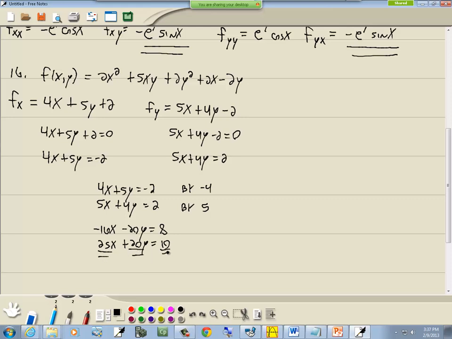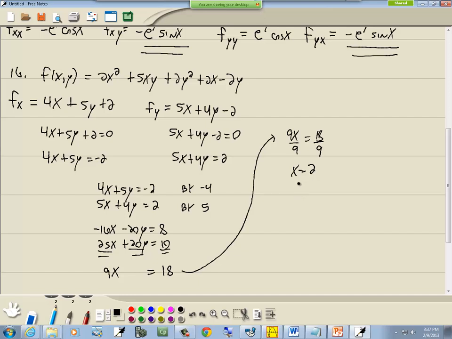And now we're going to add those together. Negative 16x plus 25x is 9x. Negative 20y plus 20y cancels. 8 plus 10 is 18. Divide both sides by 9. And we get x is equal to 2.